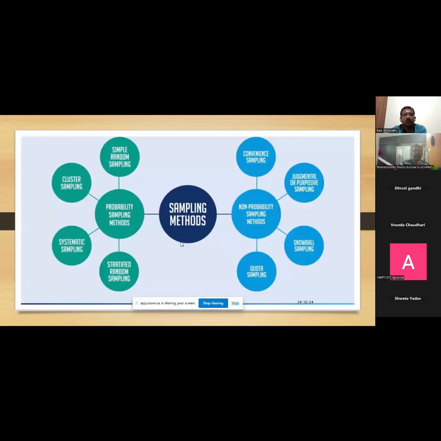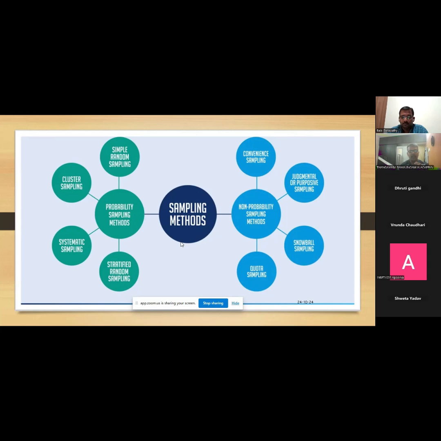Sampling methods: probability sampling includes simple random sampling, cluster sampling, systematic sampling, and stratified sampling. These are the four major probability samplings. Simple random sampling means how we normally do sampling. For example, you want to select 10 people from your classroom. The classroom consists of 50 people.